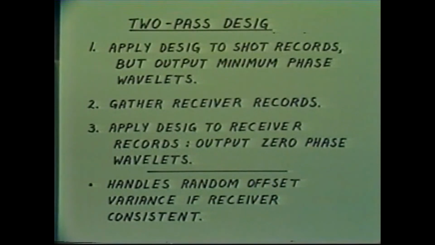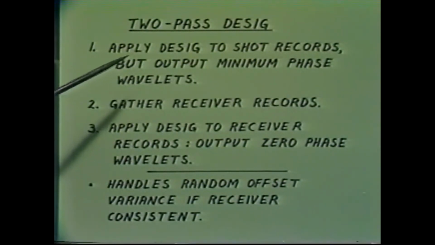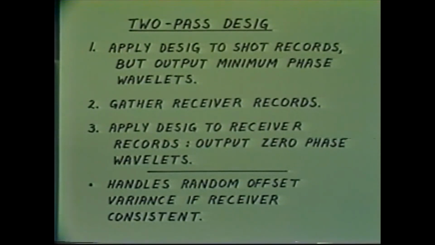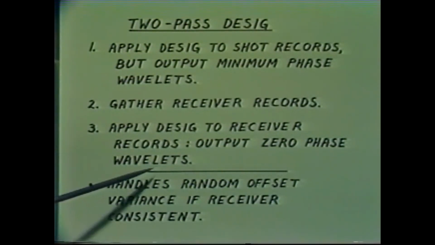The other way in which the designature can handle offset-dependent variations, such as may occur on land data, is to apply two-pass designature. The designature is first of all applied in the fairly normal manner to each shot record, but with the exception that we output minimum phase wavelets rather than zero phase wavelets from designature. The records are then regathered into common receiver records. Designature is applied again to those receiver records, but this time outputting zero phase wavelets.